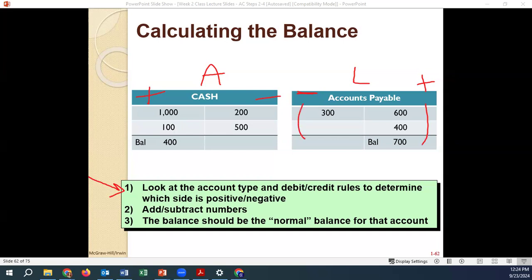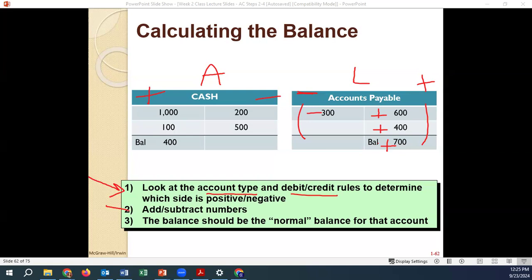So if you wanted to make it a math problem, like a simple one you had in elementary school, you would just go, okay, positive 600 plus positive 400 minus 300 is going to equal 700. And it's going to equal 700 positive, so you're going to put it on the positive side. So again, it's that same kind of concept. You just have to look at the account type, figure out your debit credit rules to know which are positive and negative. You add or subtract the numbers just like you would in elementary school. And then you put the balance on whichever side it is, right? If it's positive, you're going to put it on the positive side.